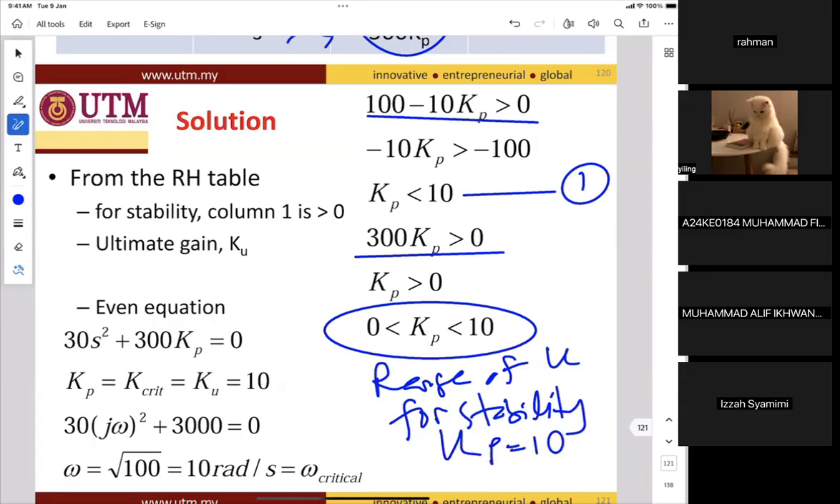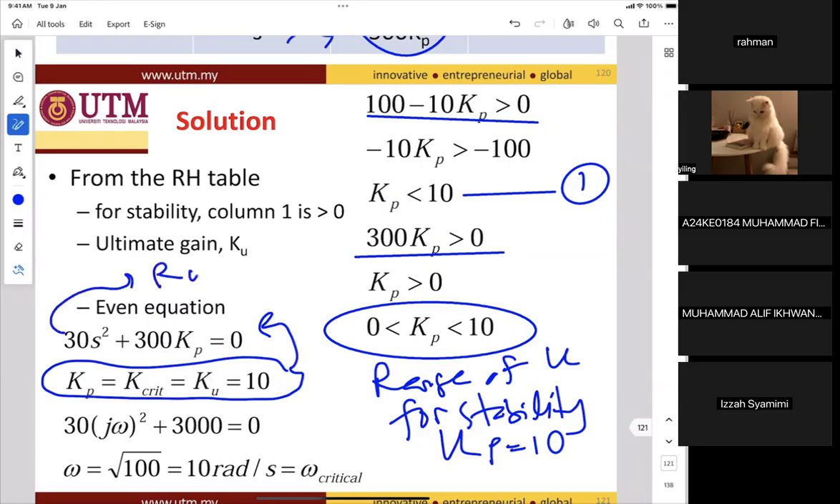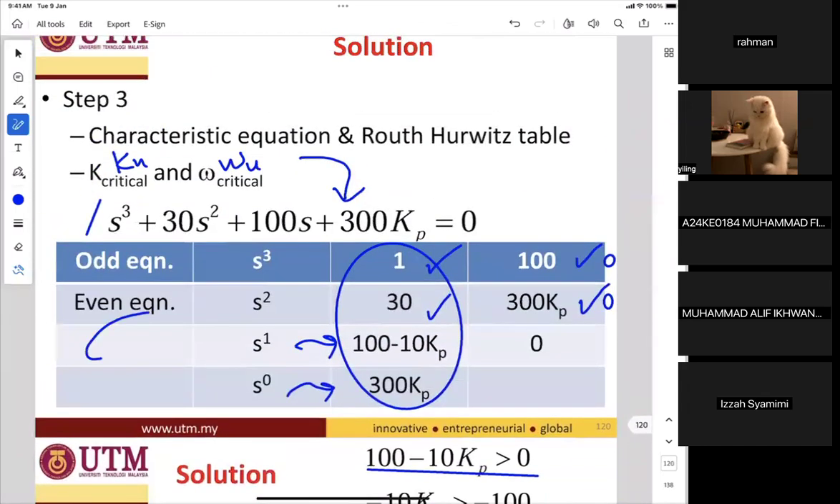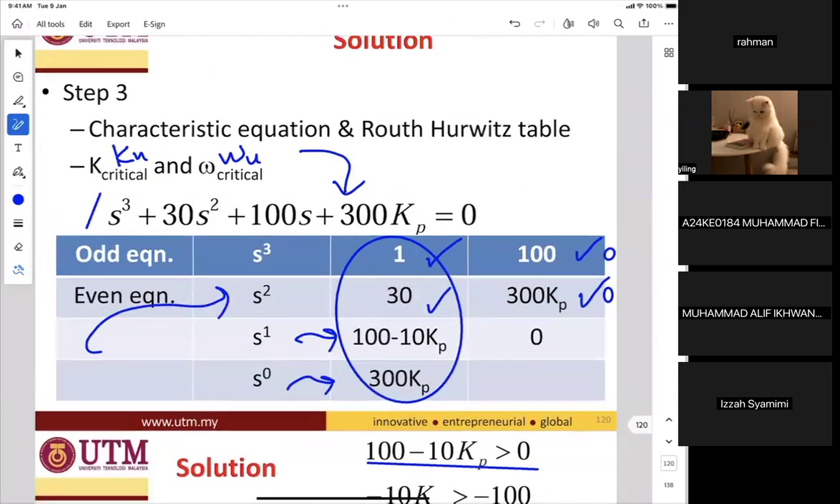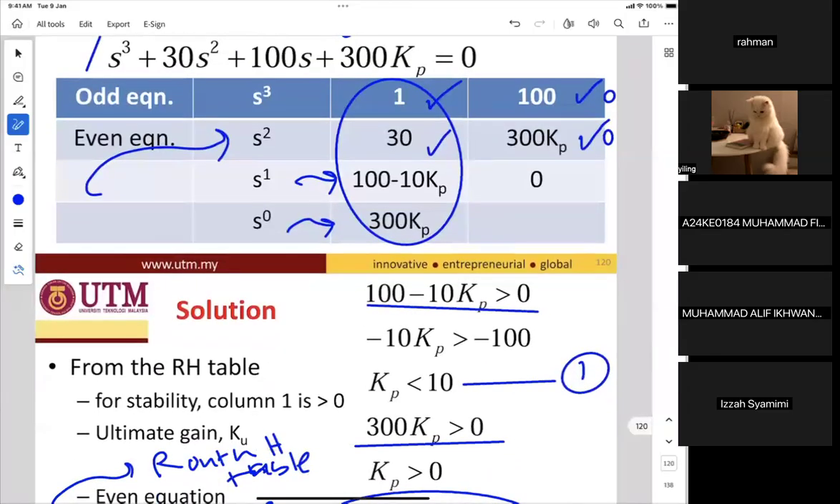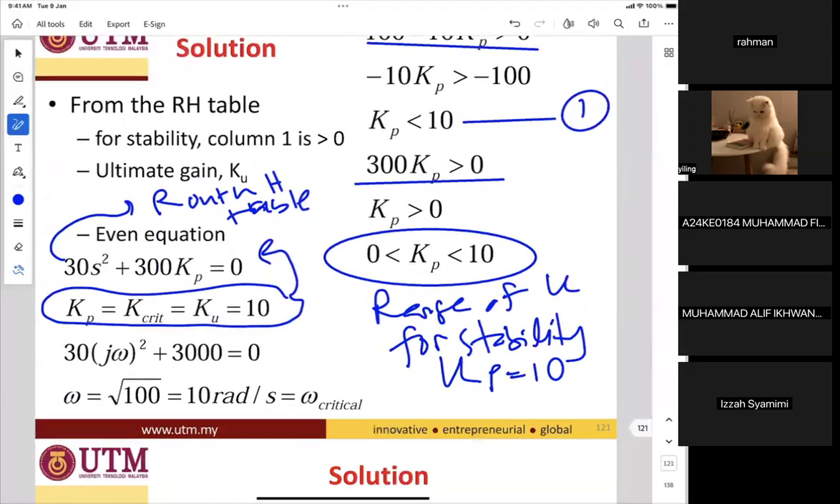Okay, which is this one. And we insert inside the even equation. The even equation is from the Routh-Hurwitz table, which is over here, guys. Even equation: 30 s square plus 300 Kp equal to 0. Insert Kp is equal to 10. Simplified, then you get omega, which is equal to 10 radian per second, guys. 10 radian per second.